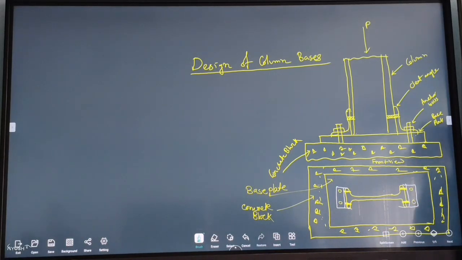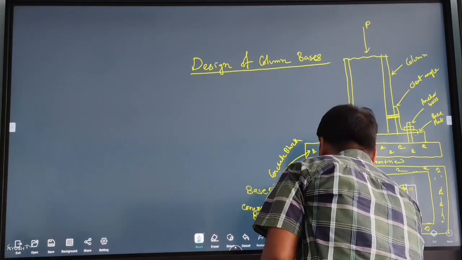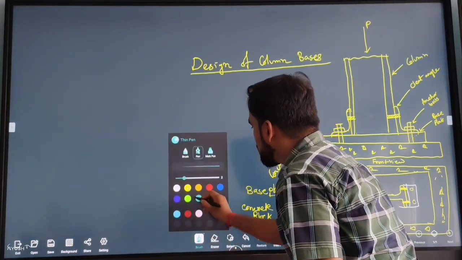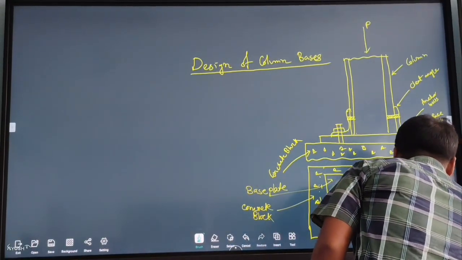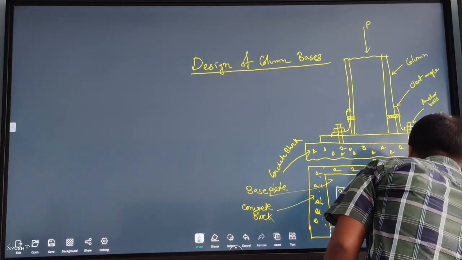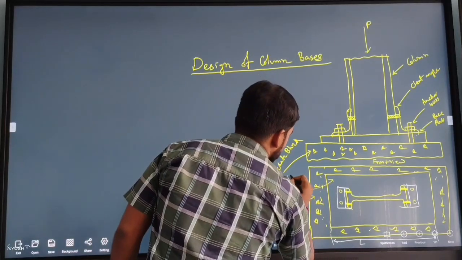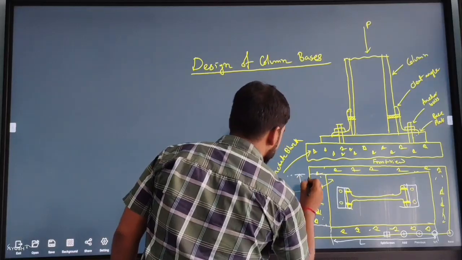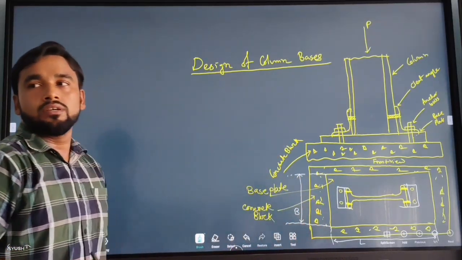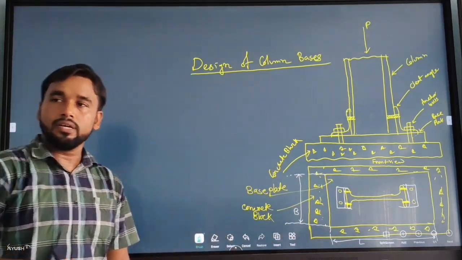Okay, let us provide a rectangular base plate having its size L into B. That means this length is, let us say, L, and this length is capital B. So we are providing a base plate size L into B.